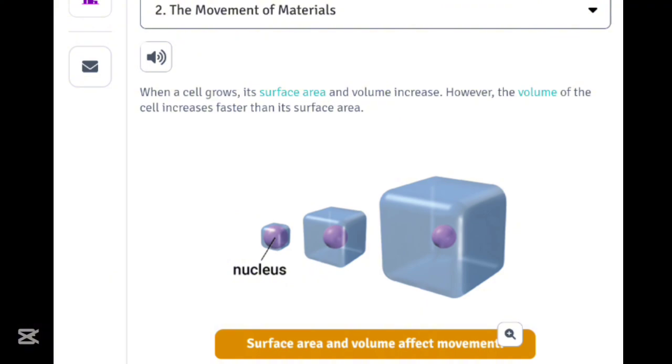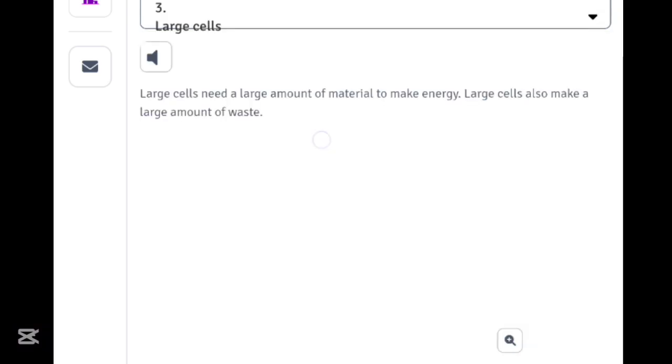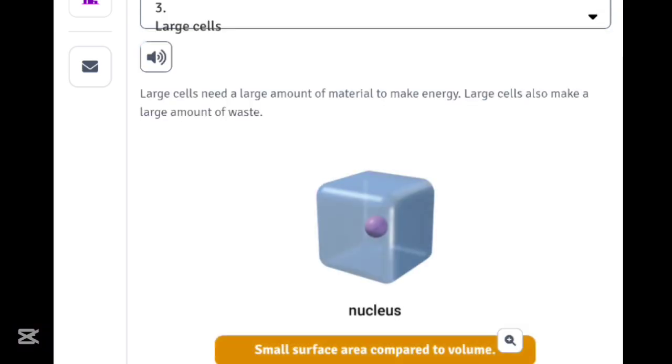When a cell grows, its surface area and volume increase. However, the volume of the cell increases faster than its surface area. Large cells need a large amount of materials to make energy. Large cells also make a large amount of waste.